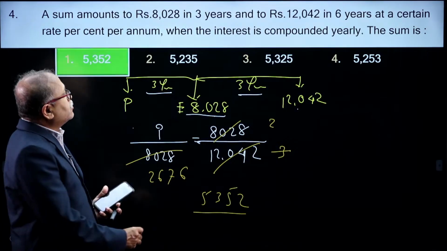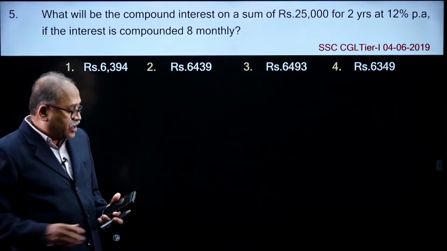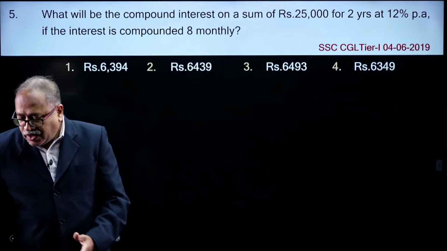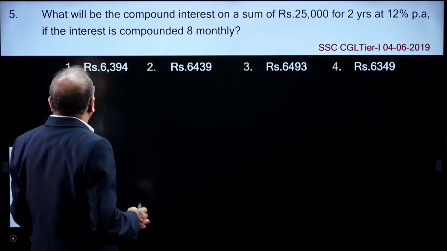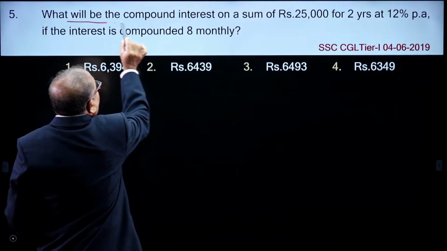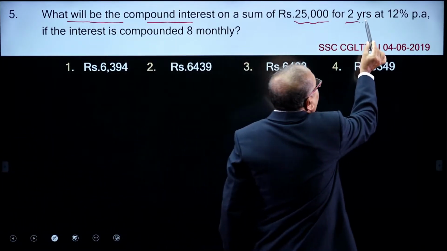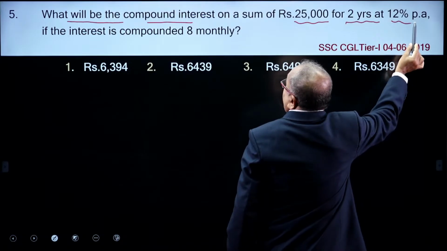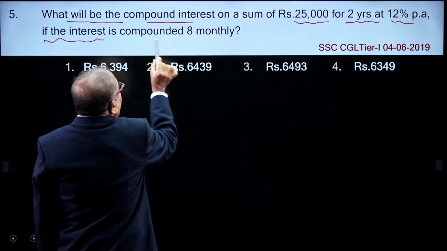The next question on your board is this, my dear friend, and look at this question. I will first read and then I will give 30 seconds for you to answer it. What will be the compound interest on a sum of rupees 25,000 for 2 years at the rate of 12% per annum? Up to this is very clear.